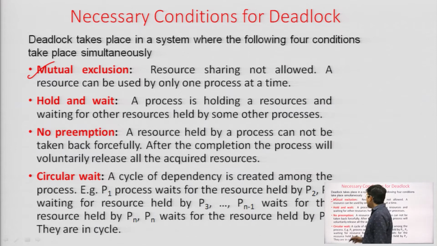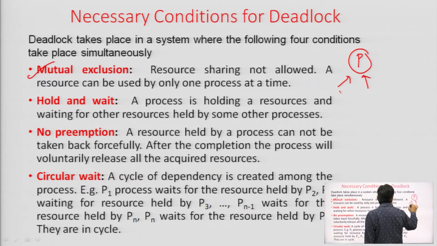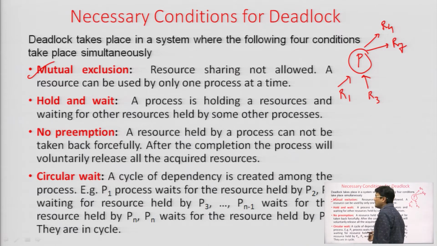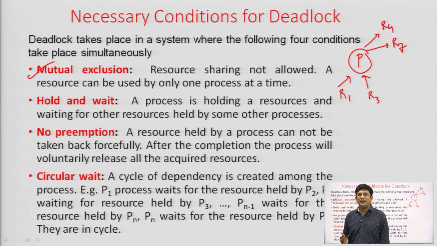There is also a situation wherein a process is holding some resources and requesting other resources. Let us say a process is holding resources R1 and R3, and the process is requesting resources R4 and R7. So, this is a situation wherein a process is holding some resources and requesting new resources.